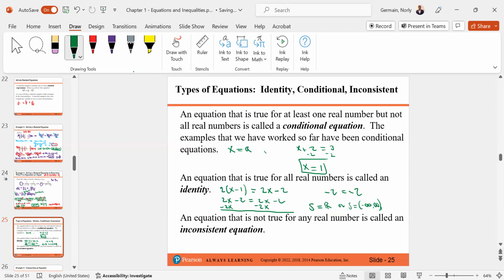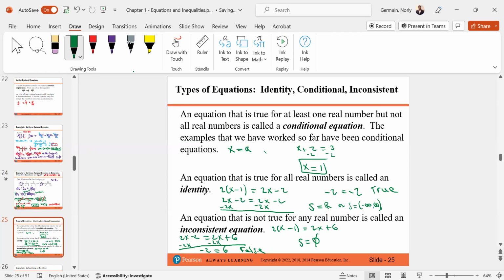An inconsistent equation is an equation that is not true for any real number. For example, if I have 2x minus 1 equals 2x plus 6, after I distribute, 2x minus 2 equals 2x plus 6. If I subtract 2x from both sides, I have -2 equals 6, which is false. -2 equals -2 is true, but -2 equals 6 is not. So there are no solutions. We can also write it as empty.